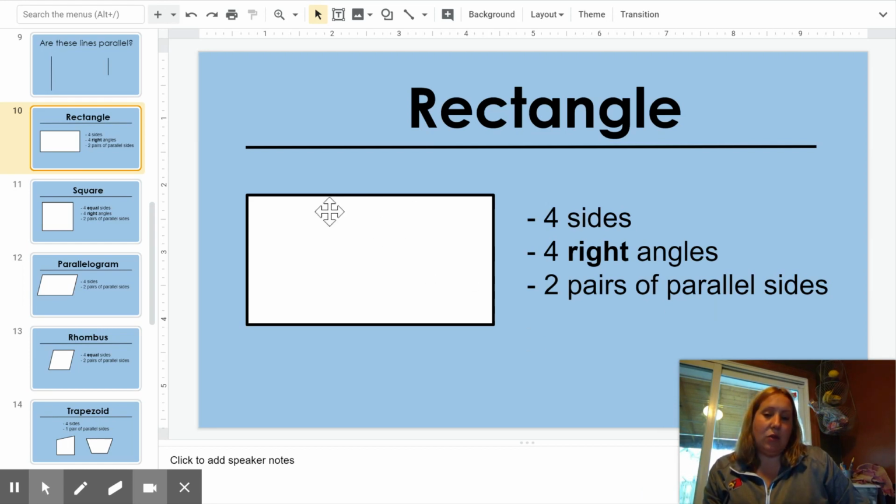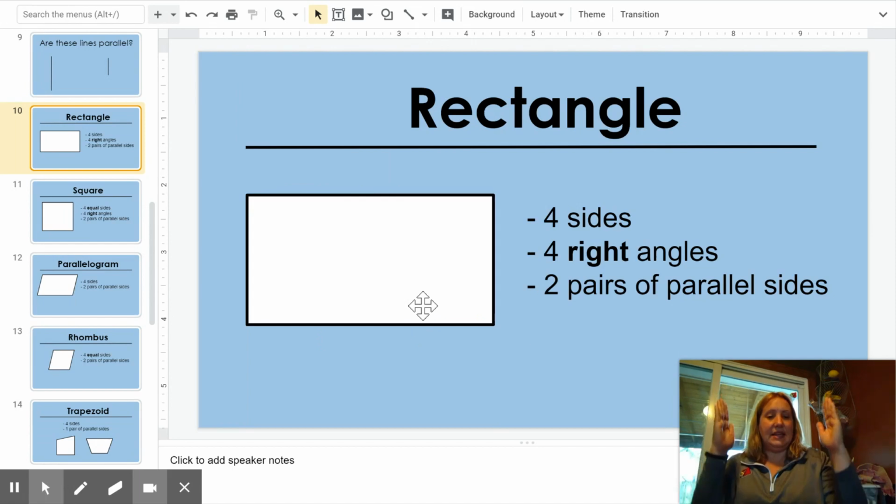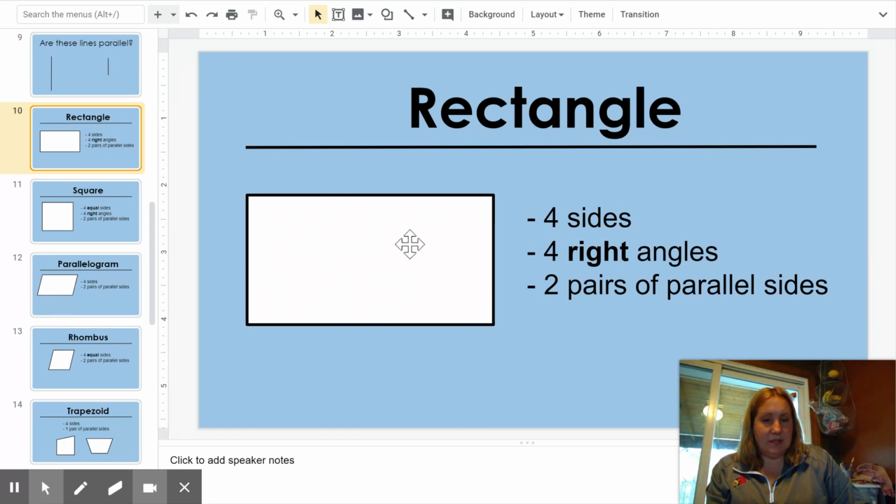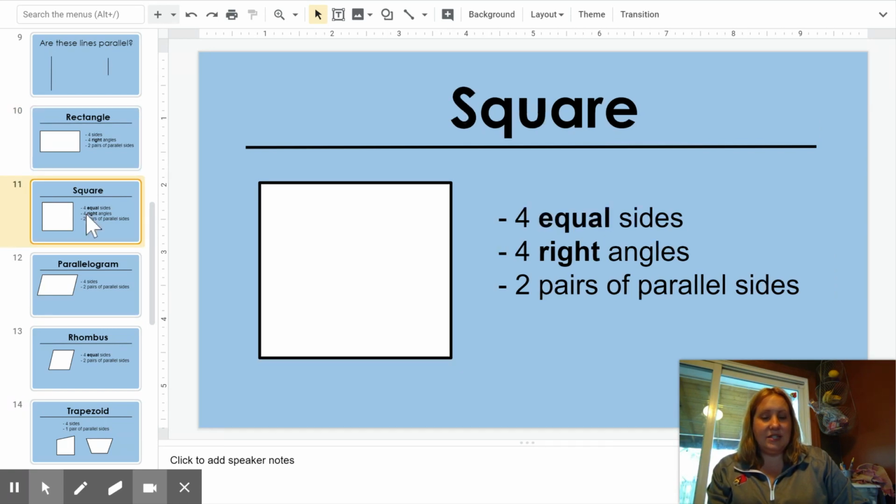So in a rectangle, we can see the top and bottom lines are parallel. And we can see the two sides are parallel as well. So in this shape, this rectangle, we have two pairs of parallel sides. The next quadrilateral we're going to look at is a square. Again, I bet you've seen a square before and you probably know this term. Now let's talk about these attributes.